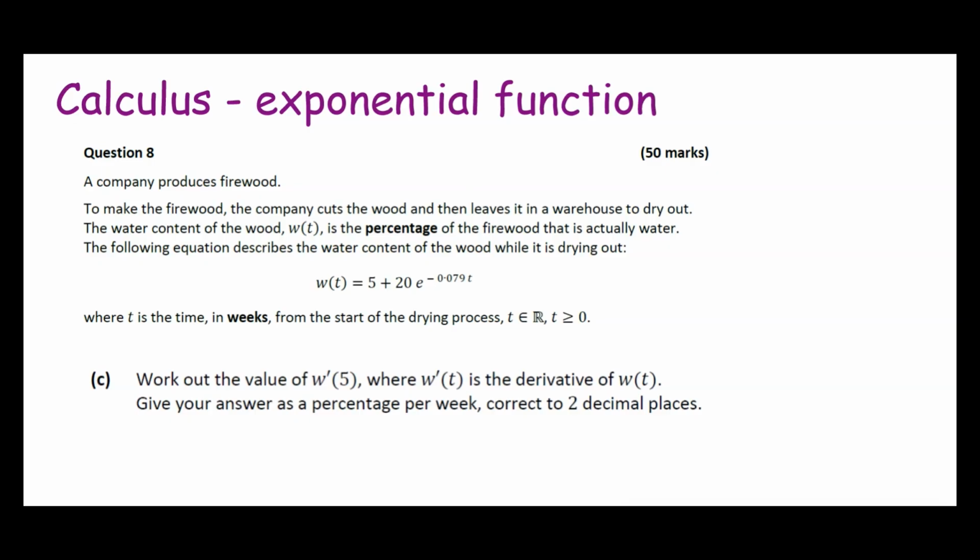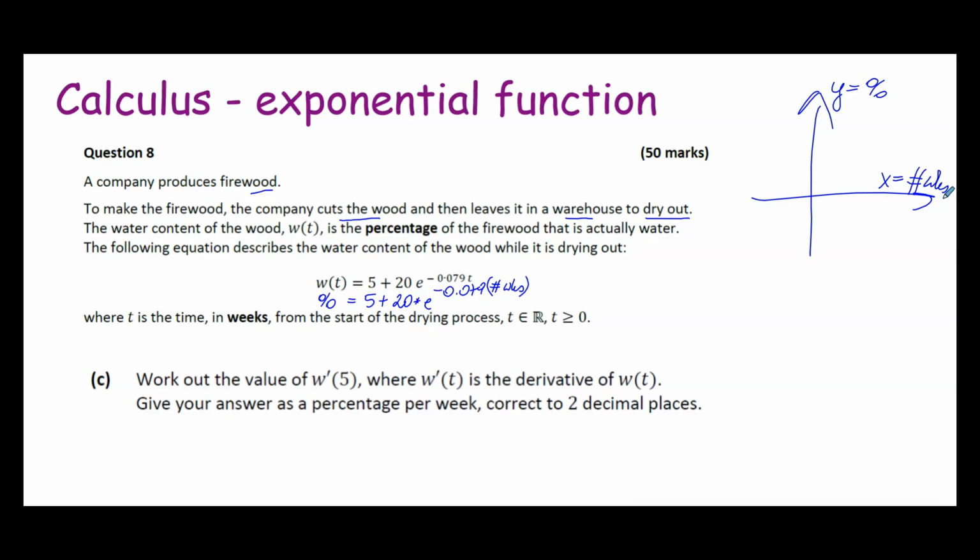So in this question, we are doing part C, but this is a question about a company that produces firewood. It cuts down the wood, then it's put in the warehouse and it is drying out. And then we are given a function W, that is the percentage of water that is remaining. Then we have 5 plus 20 multiplied by e to the power of minus 0.079t, and t means number of weeks. So we have y as the percentage of water and x as the number of weeks.